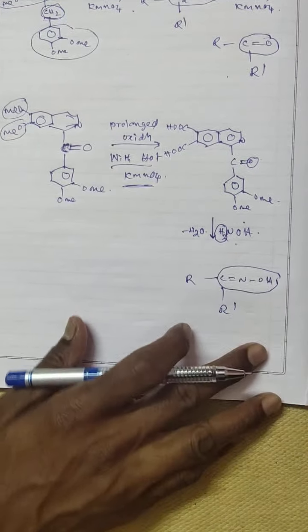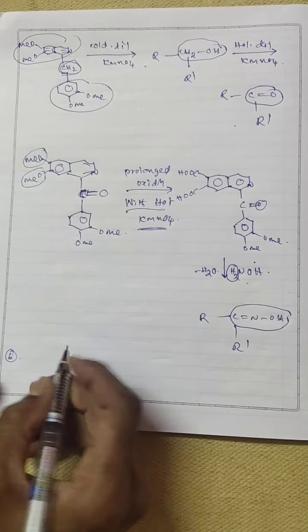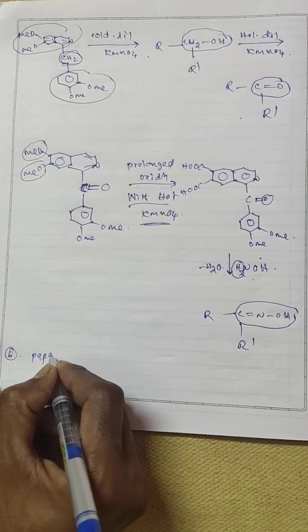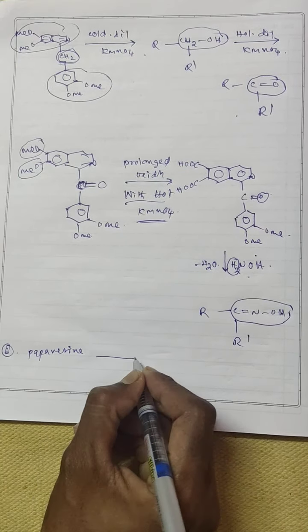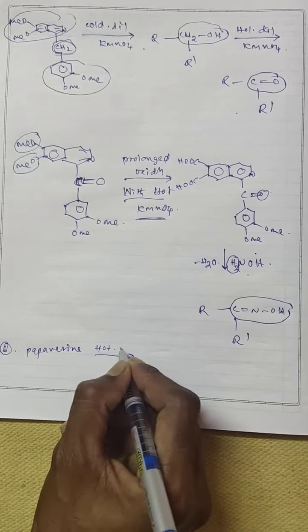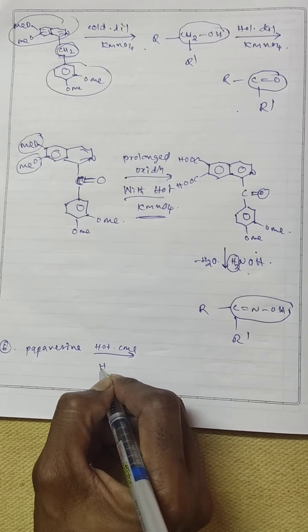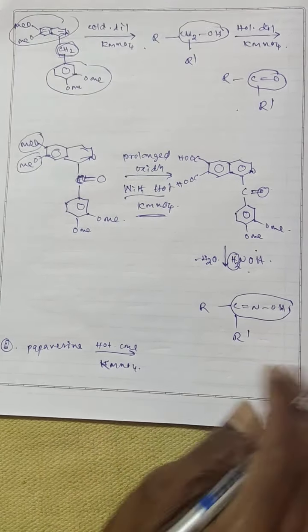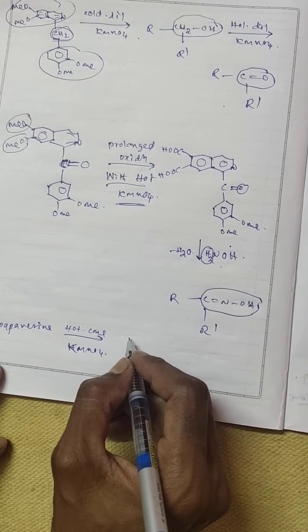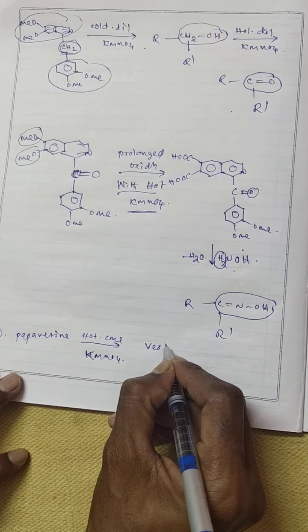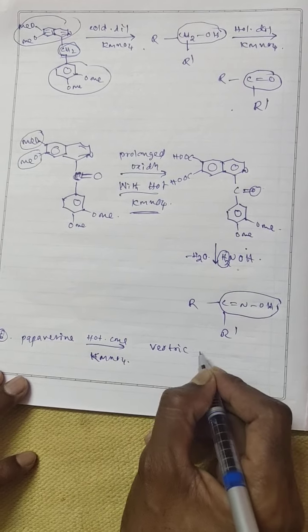Okay. Next, sixth point. Whenever papaverine reacts with hot concentrated KMnO4 it forms 4 types of compounds. That is, first one, metahemipinic acid.